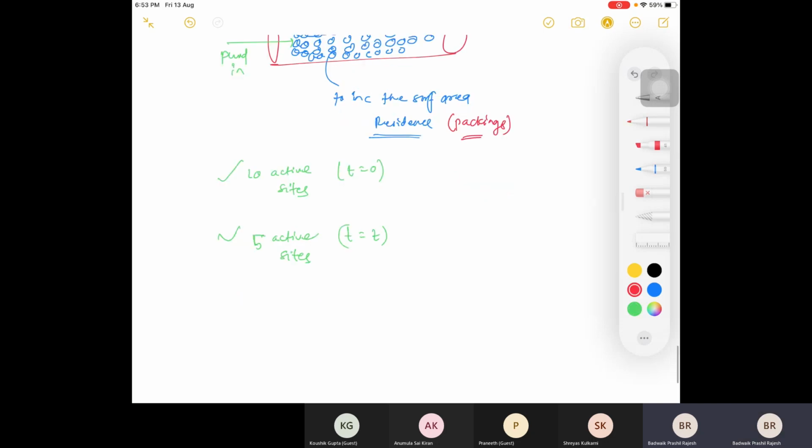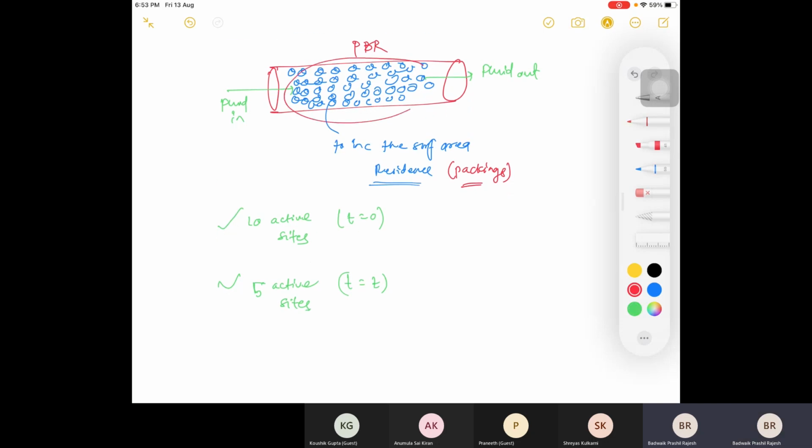Now, this is my packed bed, and suppose overall I am having 10 active sites, and now it is 5. It is actually very high as compared to what I am writing. It is supposed to be 10 to the power 5, and now it is like 10 to the power 3 or something. So because of deactivation, you can see there is a decreasing number of active sites. Now suppose I am giving finite time, that is t is equal to 5 hours.